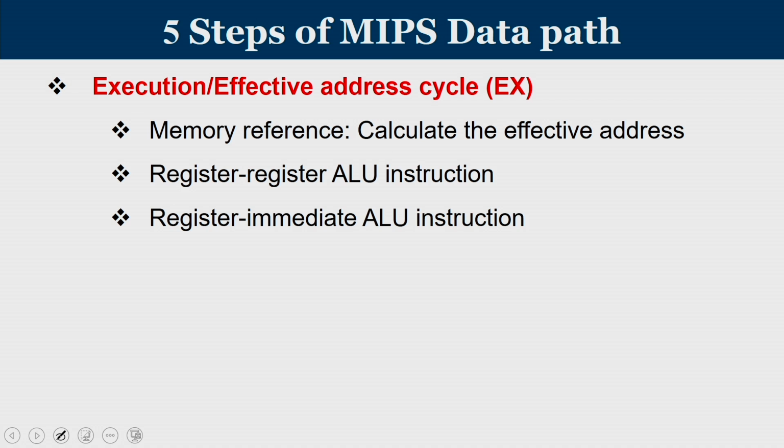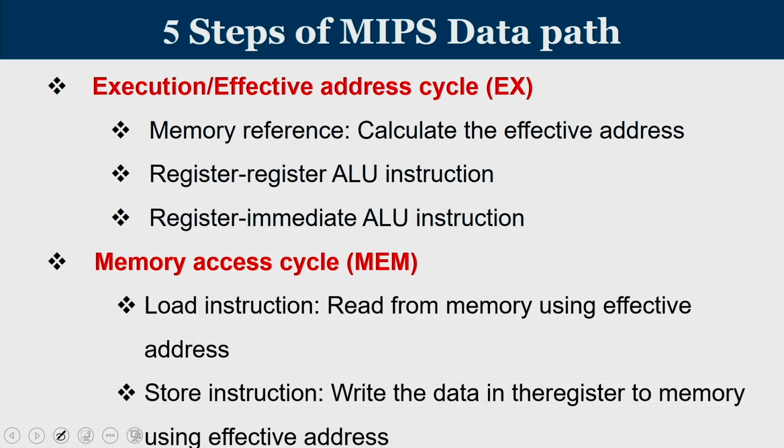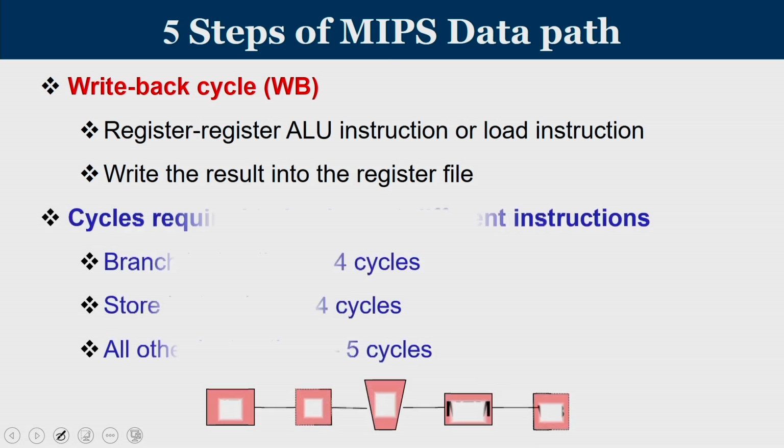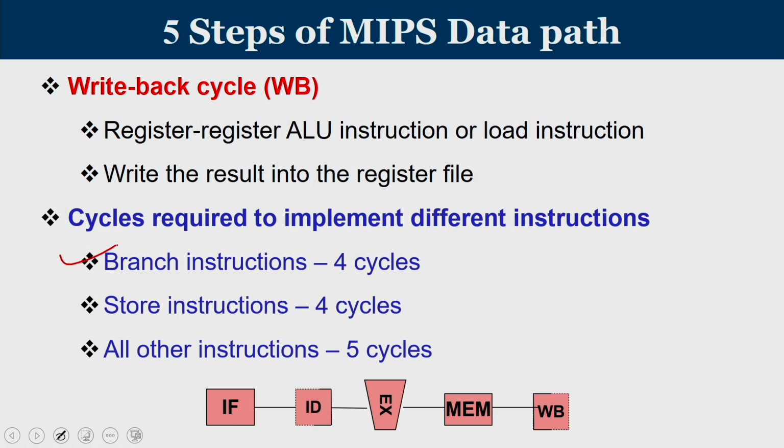The EX stage takes care of effective address calculation for data access instructions, and for any other ALU operation the actual instruction is carried out here. For mem access, the memory is accessed using the effective address computed in the EX stage, and the write back stage writes the result of an operation that has to be reflected inside a register. So, in short, branches will typically get over in 4 cycles, stores also will get over in 4 cycles, and all other instructions will go to the 5th cycle wherein a write back happens.